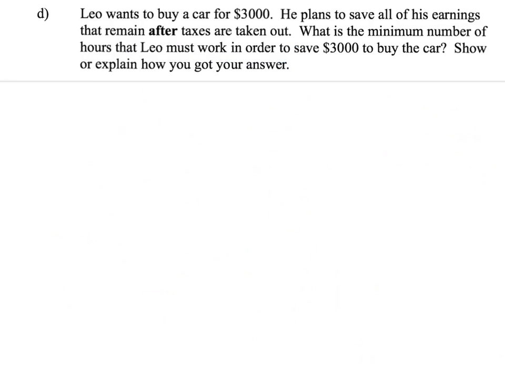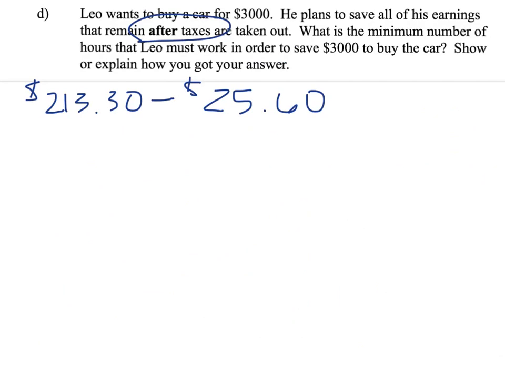All right, last question. He wants to save this $3,000. And it says he's going to keep all of his money after taxes. So that's huge. So if he gets paid $213.30 per week, but they take $25.60 out for taxes, how much does he actually take home? That's what's called take-home pay. So if I subtract that, his paycheck technically is for $187.70 because he paid his taxes.